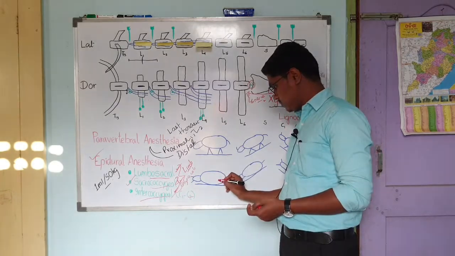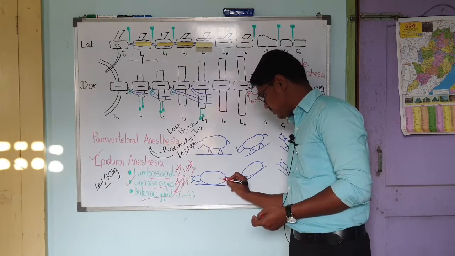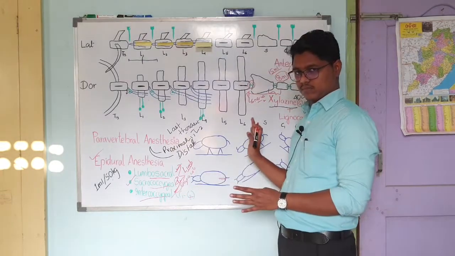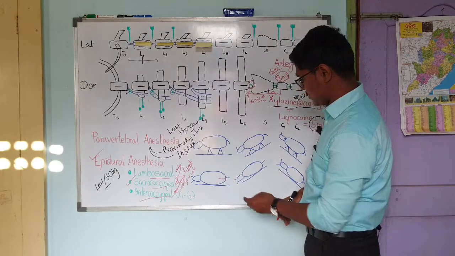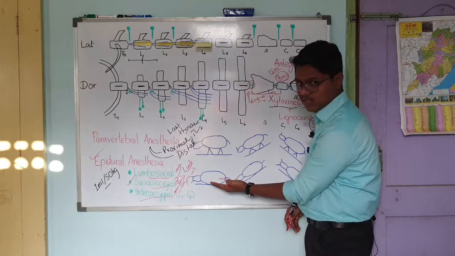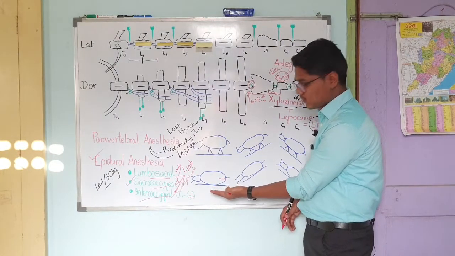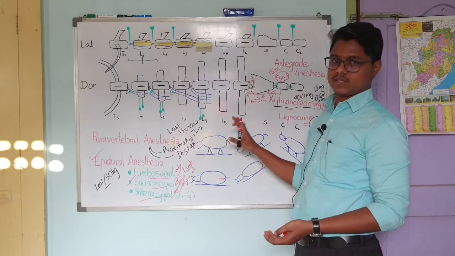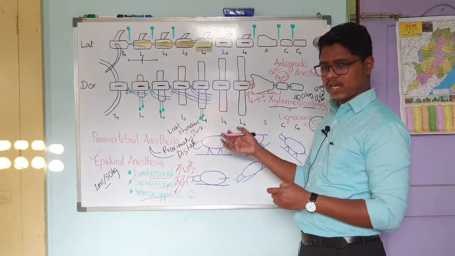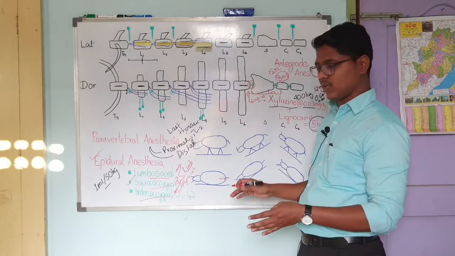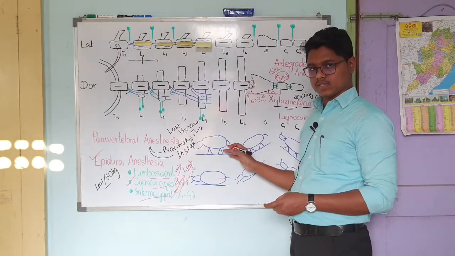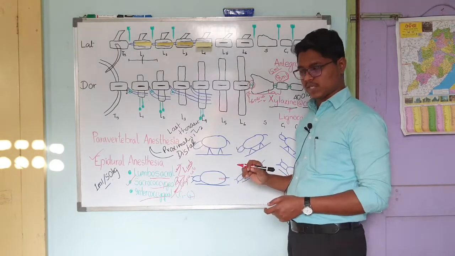Why? Suppose here is the spinal cord, and you gave 8 ml of lignocaine hydrochloride. What will happen? Due to gravity, the anesthetic will be deposited on the lower side, so the lower side will get paralyzed fast. The anesthesia of the upper side will come much later. They won't even be desensitized. So always give epidural anesthesia while the animal is standing.